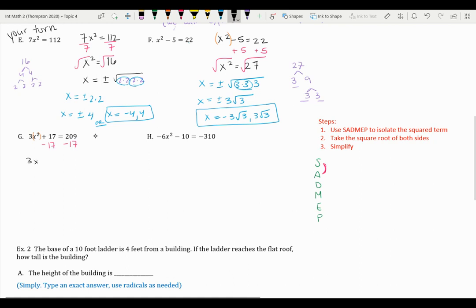I'm left with 3x squared is equal to 192. Now, you don't get a choice. You can't move the 3. You have to move the 17 first. Okay, you've got to follow your order of operations.